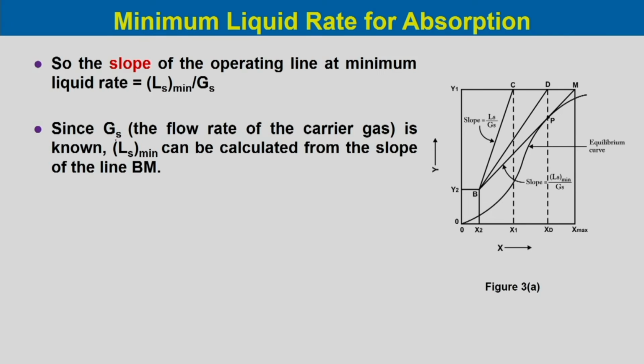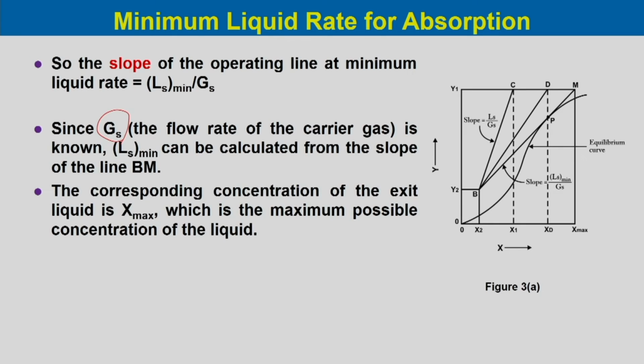So, the carrier gas flow rate is already known, and then from Ls by Gs we can get the slope of the operating line at the minimum liquid rate. Then we can calculate the Ls minimum from the slope of this curve BM. The corresponding concentration of the exit liquid is X max, that is the maximum liquid concentration we can achieve.